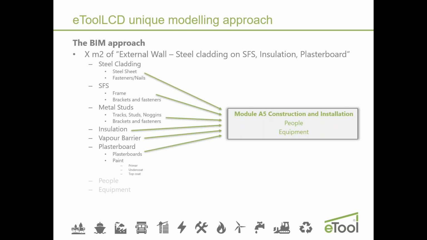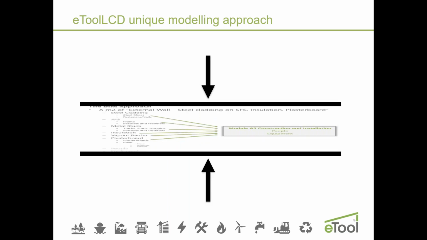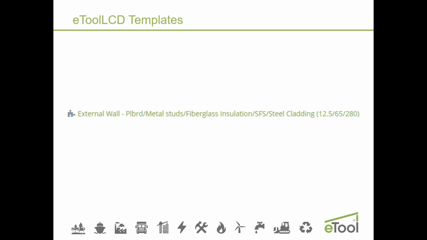Furthermore, this approach allows for more accurate estimation of the construction or Module A5 impacts. This is not quite specific to the BIM workflow, but I'm just mentioning it because these kinds of impacts are included in other methodologies. Because these impacts are not modeled in the material itself, but are modeled based on the element and the construction method followed, you can estimate them quite a bit more accurately. So by including all this information in individual elements, we end up with what we call an E-Tool LCD template.